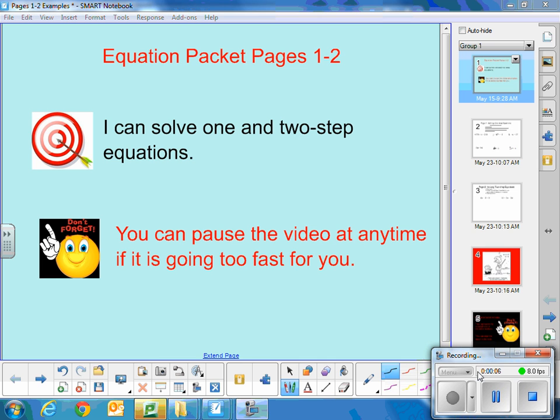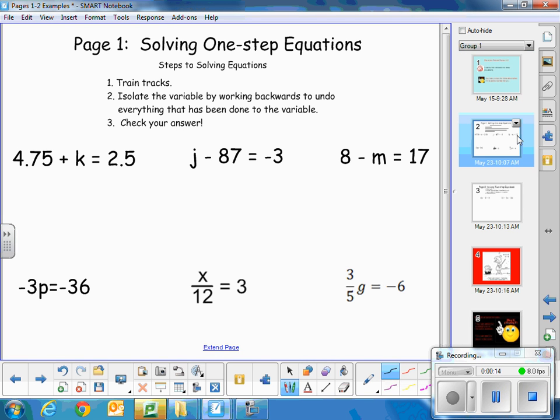On pages 1 and 2 in the equation solving packet, you're going to work on solving 1 and 2 step equations. I'm going to start with some examples from page 1. On page 1, you're going to be solving just one-step equations, meaning there's going to be one step to get to your answer.